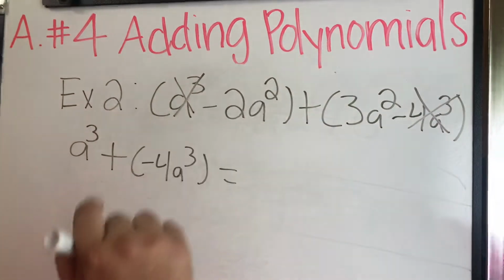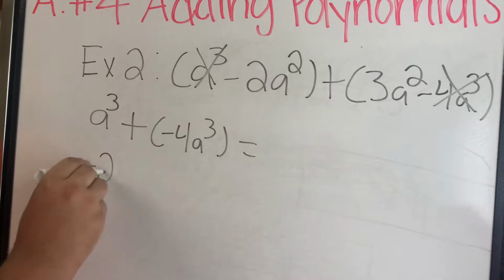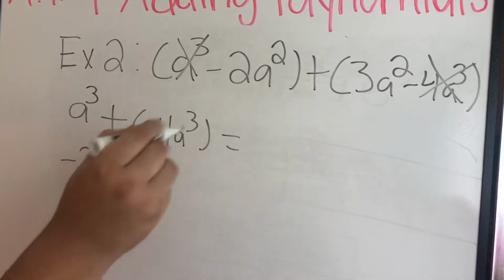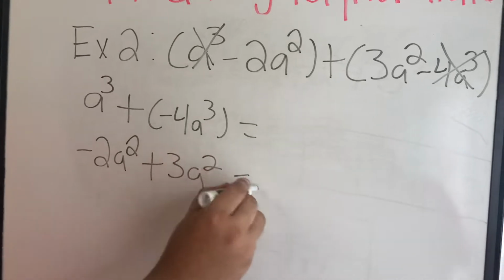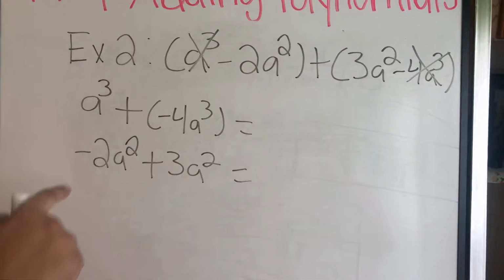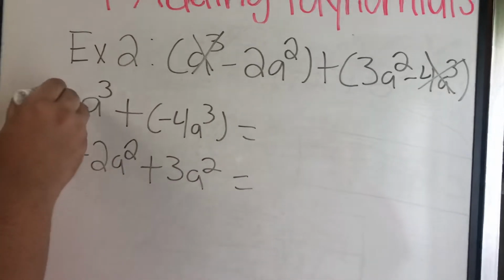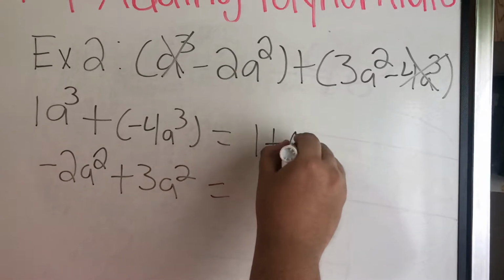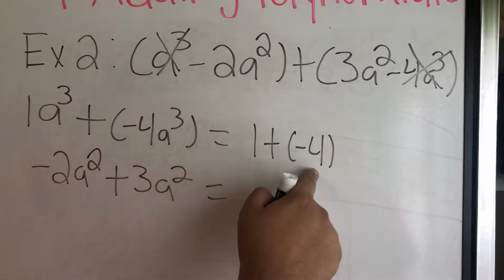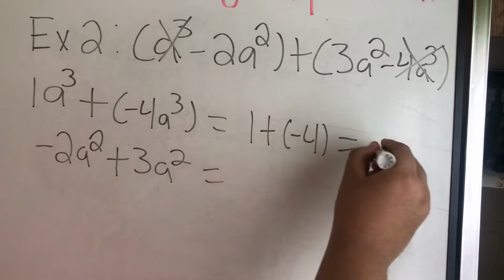All I have left are my power of 2's, right? My squares. So negative 2a squared plus 3a squared. Let's simplify. So at the top, a to the power of 3 plus negative 4a to the power of 3. There's no coefficient here, so we'll always assume it's 1. So 1 plus negative 4, you can think of negative 4 plus 1. You owe me $4, you give me 1, that means you still owe me 3.